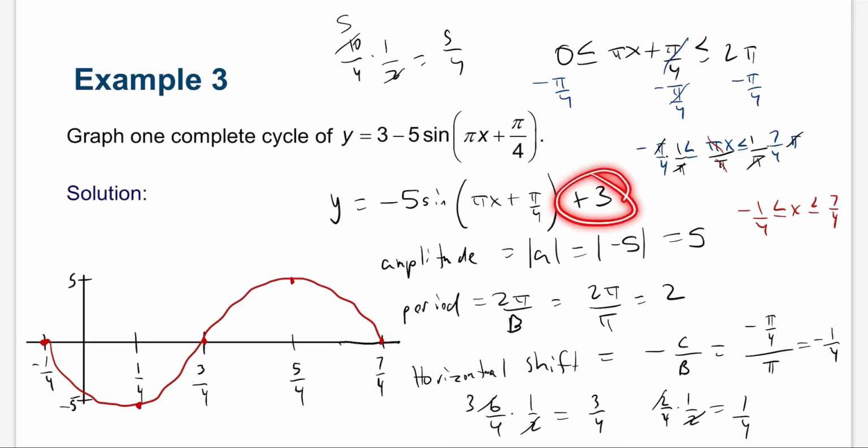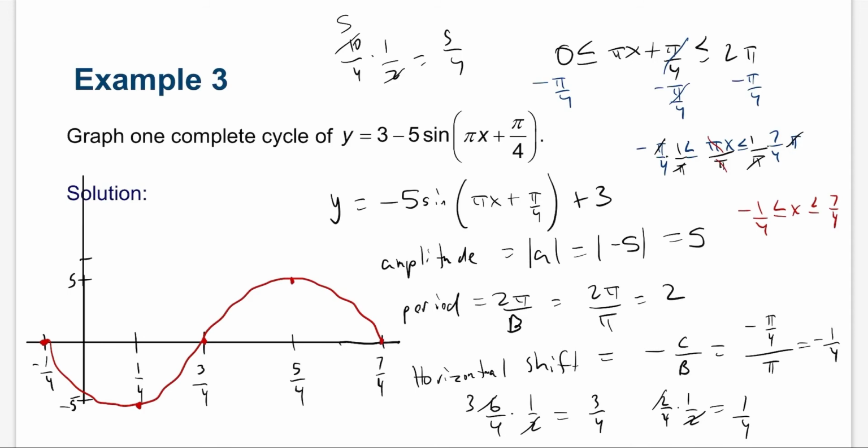However, we have to do a vertical shift 3 units up. So you have to take all these points and shift them up 3 units. So that is not the final answer. We still have to shift this up 3 units. So let's do that. This is the way I kind of like to do it.